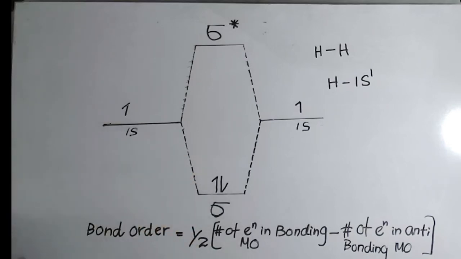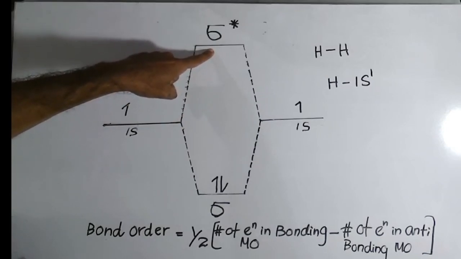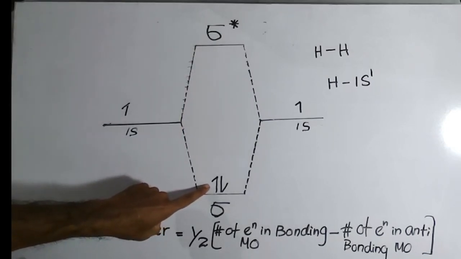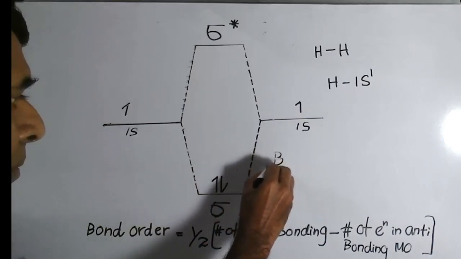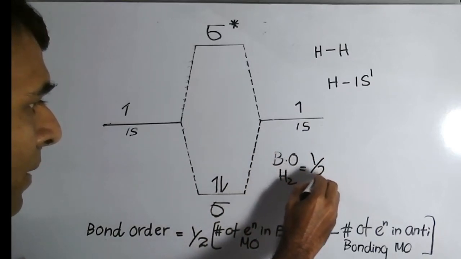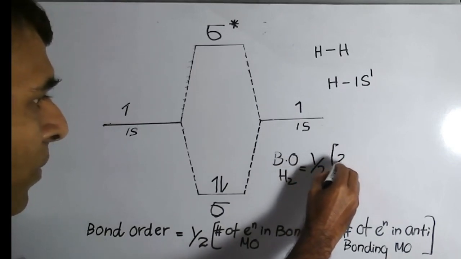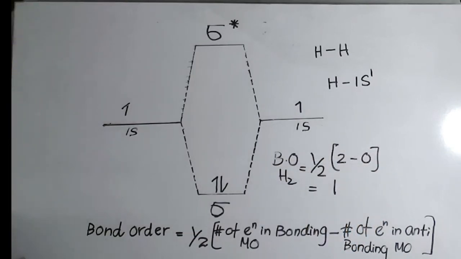In this example, there are no electrons in the anti-bonding molecular orbital and 2 electrons in the bonding molecular orbital. Then I am going to apply the bond order for the hydrogen molecule: half into 2 minus 0. This is 1. This means the hydrogen molecule is going to be stable.